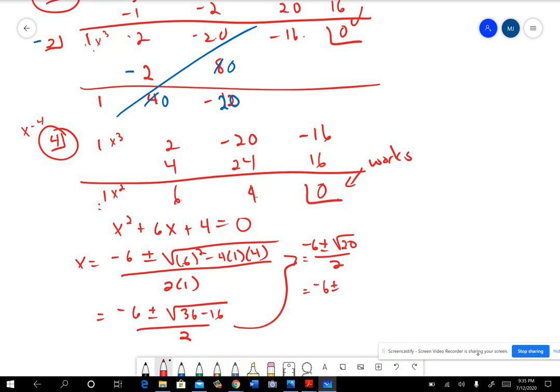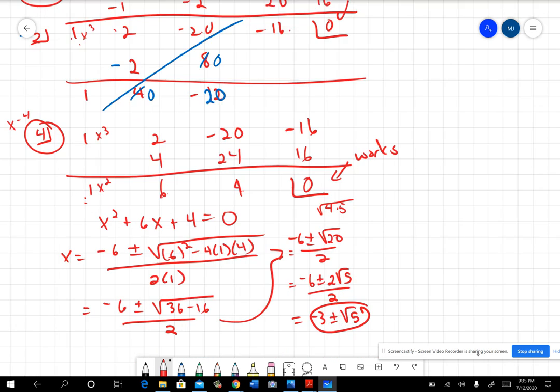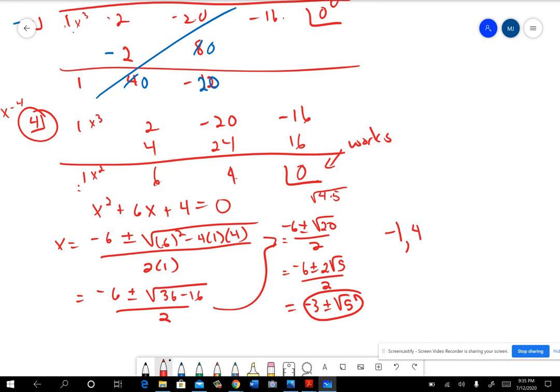And simplifying the square root of 20, remember how that's 4 times 5, so that would be 2 square root of 5, and then 2 goes into both of those, so that would be -3 plus or minus the square root of 5. Okay, so one of my solutions was -1. Then 4 worked, and then I got -3 plus square root of 5 and -3 minus square root of 5. Okay, and see how those look like conjugate pairs? They're very similar, just a change in sign. That's going to happen if your polynomial had nice coefficients.